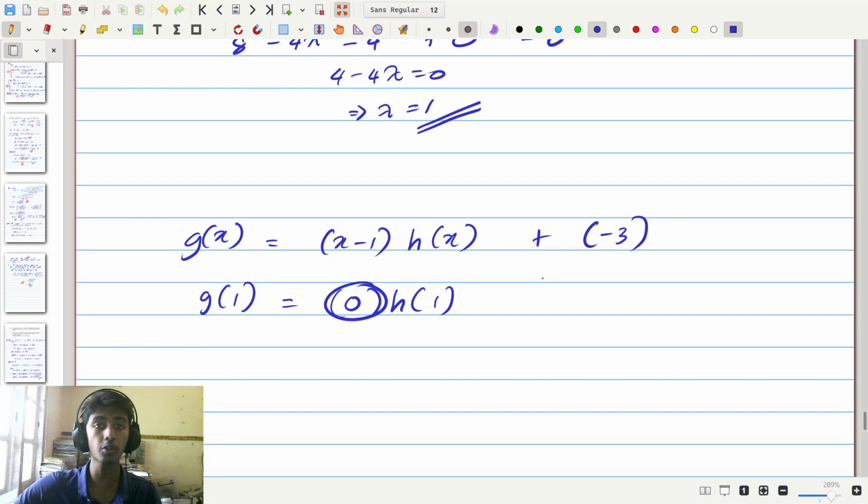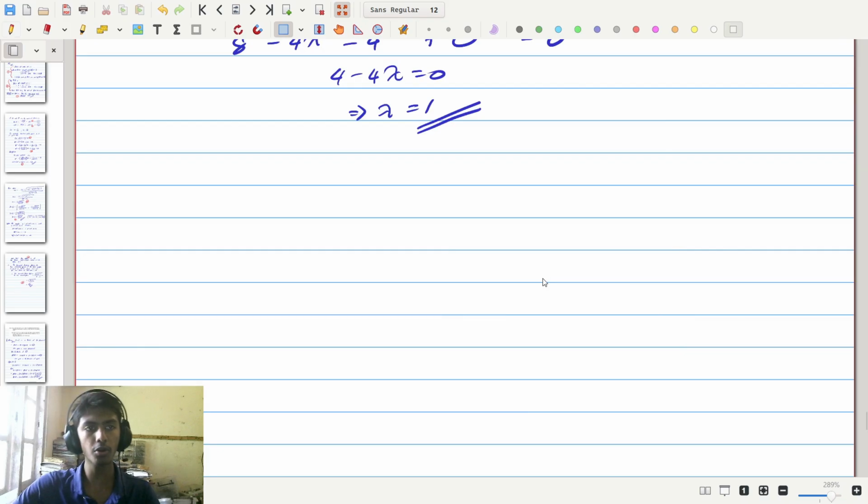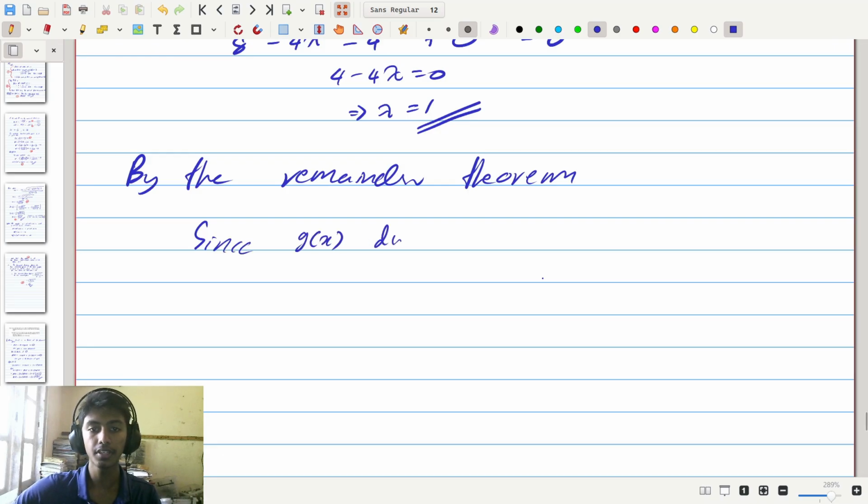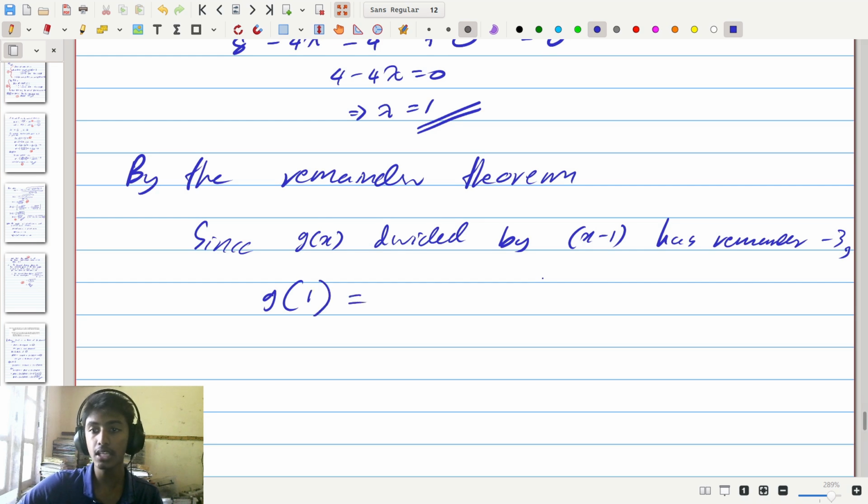We don't really care about it because it's going to be multiplied by 0, and plus negative 3. Which means that g of 1 is equal to negative 3. So we can see by the remainder theorem, which you probably want to write, by the remainder theorem, since g of x divided by x minus 1 has remainder of negative 3, we can say that g of 1 must be equal to negative 3.